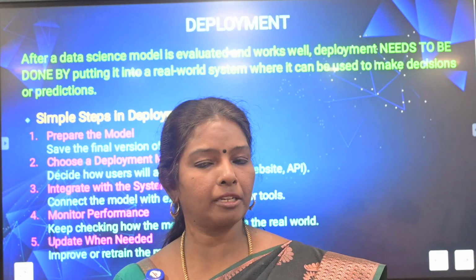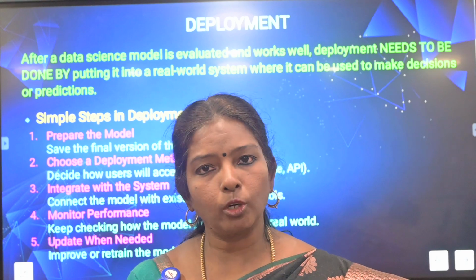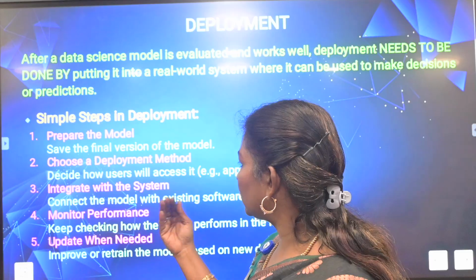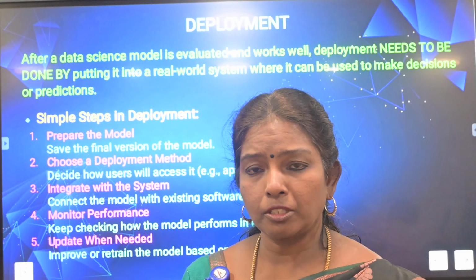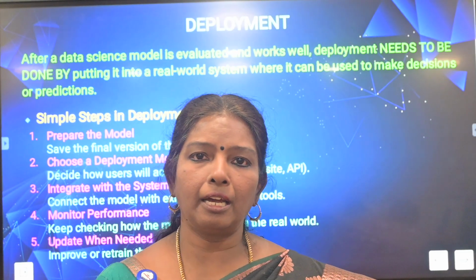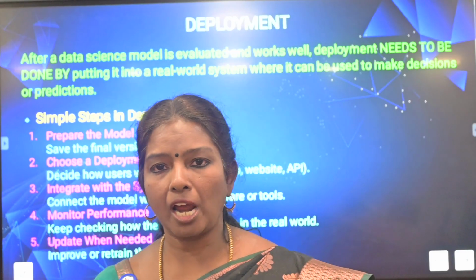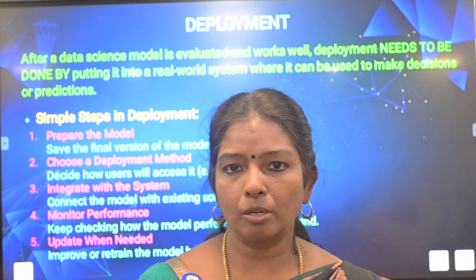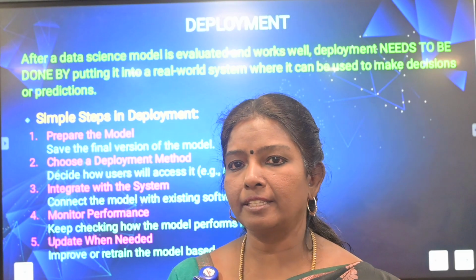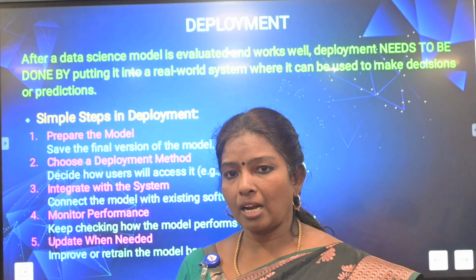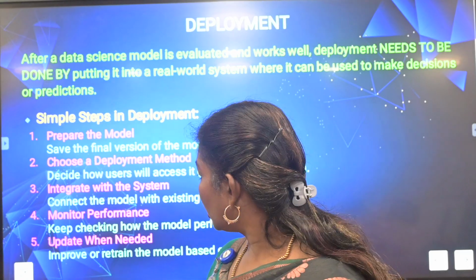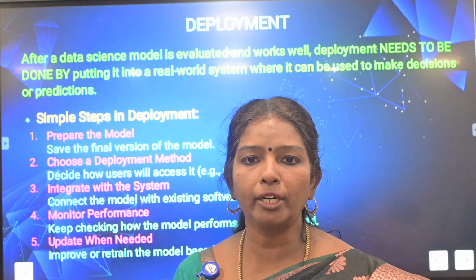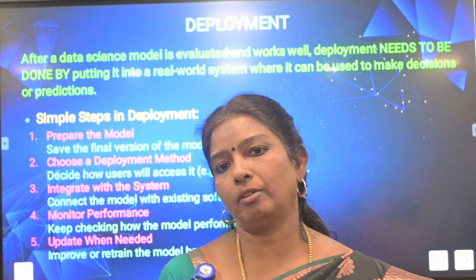So in the second stage I have to choose what different deployment method I need to adopt. And the third one is I need to integrate the system. Suppose there is already an existing system working, so I need to attach my developed trained model into that system, which is called integrating with the existing system. And then next I need to check whether it is working properly or not with the real world data. So it is called monitoring the performance of the evaluation stage.